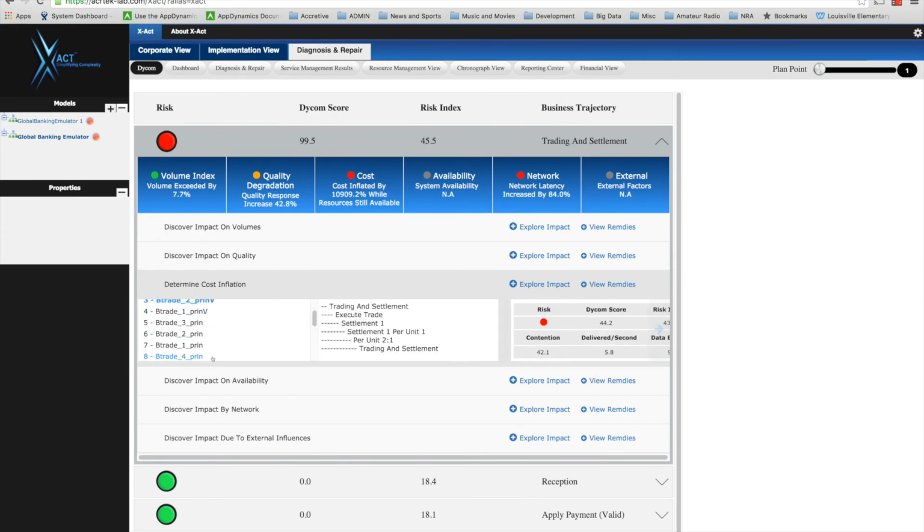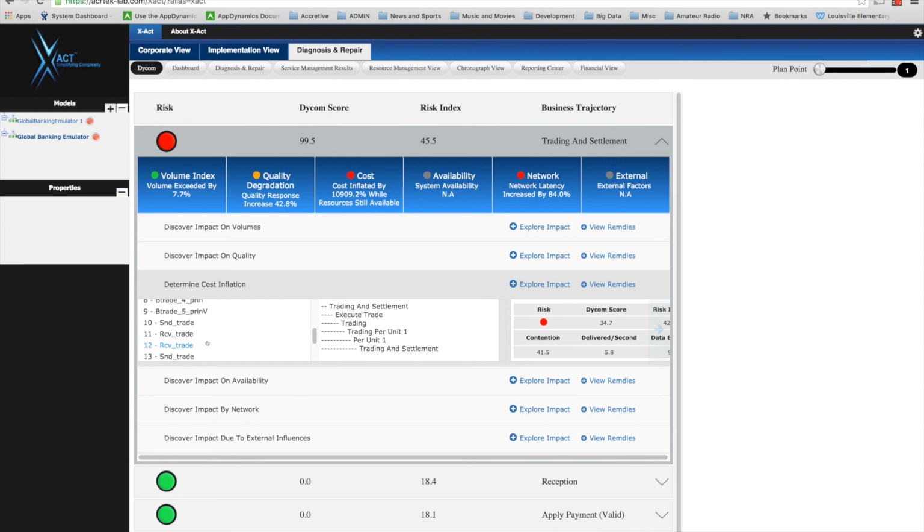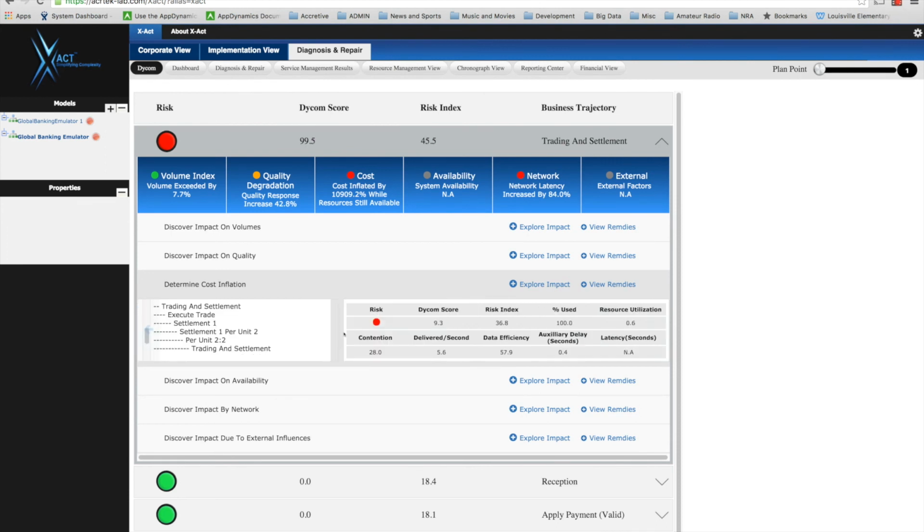Let's go here and see what's going on with them by selecting additional components. We can see that the DICOM score is a little less, contention's a little less. You can see where it falls within the trading and settlement per unit 1 in trading, per unit 1 in trading and execute trade. With some of these, our data efficiency is terrible at 57.9. DICOM score isn't too bad. Risk index is increasing. Contention is not too bad, but the data efficiency is not good here.